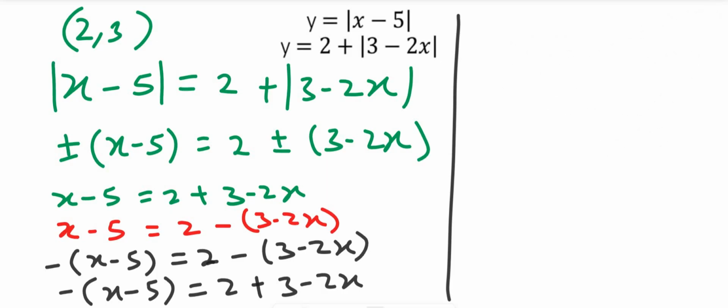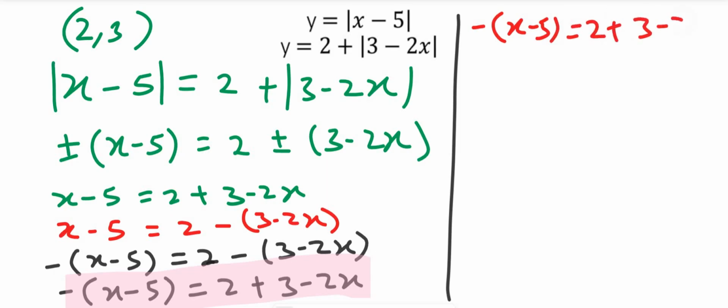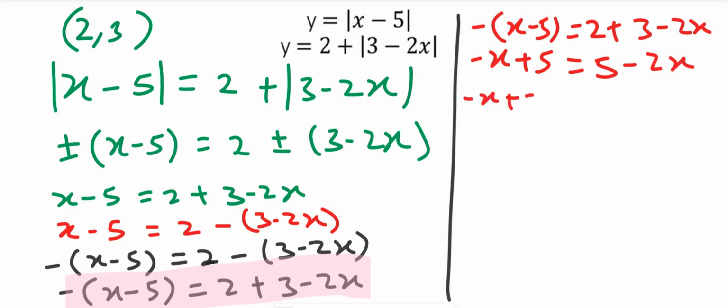So let's see if they intercept in the second value of x. Let's solve the last one. This is the last equation. I have minus x minus 5 equal 2 plus 3 minus 2x. Negative x plus 5 equal 5 minus 2x. So minus x plus 2x equal 5 minus 5. This is x equals 0. I got a value saying x is 0.